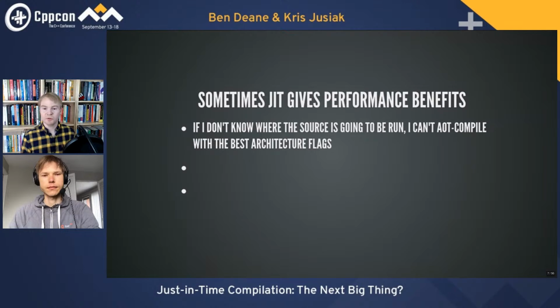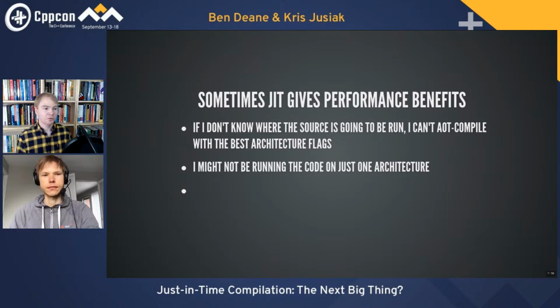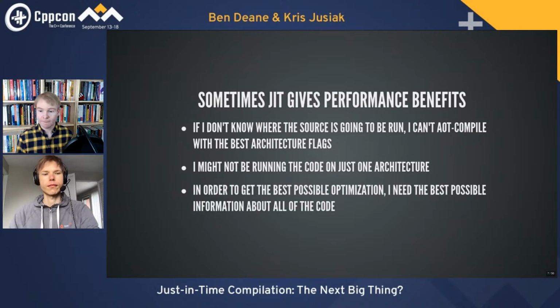Sometimes this can give performance benefits. So if I'm compiling for just one target, maybe I can achieve the best performance, but many of us are not doing that. Many of us are shipping to multiple architectures and maybe maintaining multiple distributions of the binary for that reason. If we can reduce the amount of binary maintenance we do, that's probably good. And in order to get the best possible optimization, I need the best possible information about all of the code, not just what I know ahead of time.